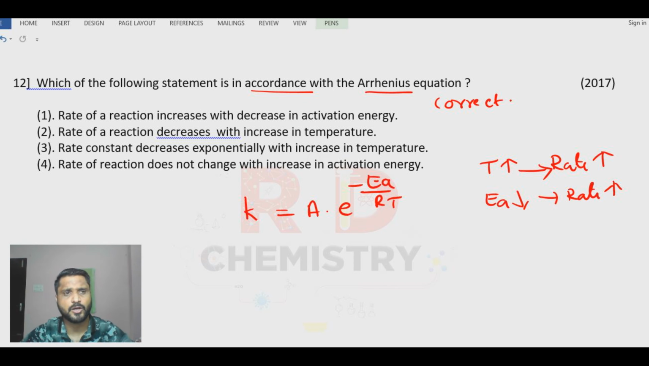Okay, we'll see the first option. Rate of reaction increases with a decrease in the activation energy is the correct statement. So the first one should be the answer. Second option, rate of reaction decreases with increase in temperature. No, rate of reaction increases. Okay, rate constant decreases exponentially with the increase in temperature. Okay, wrong. Rate of reaction does not change with the increase in activation energy. Okay, the rate of reaction changes. So therefore the correct statement is option number 1.